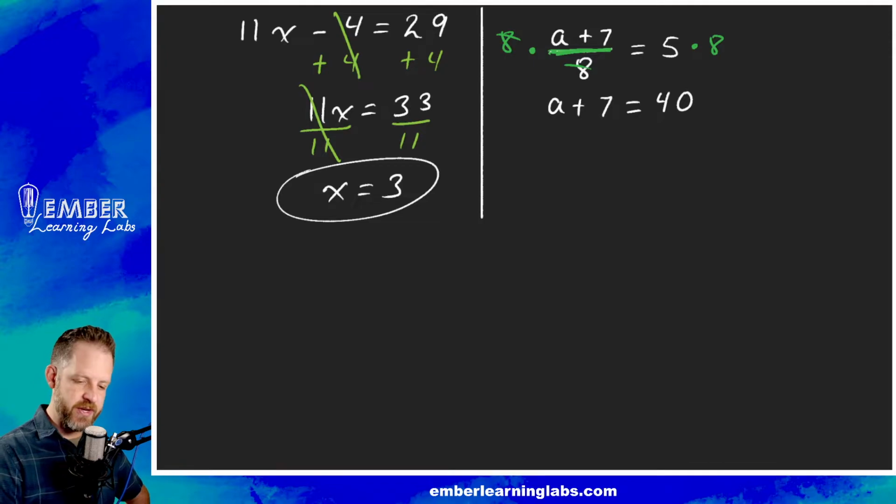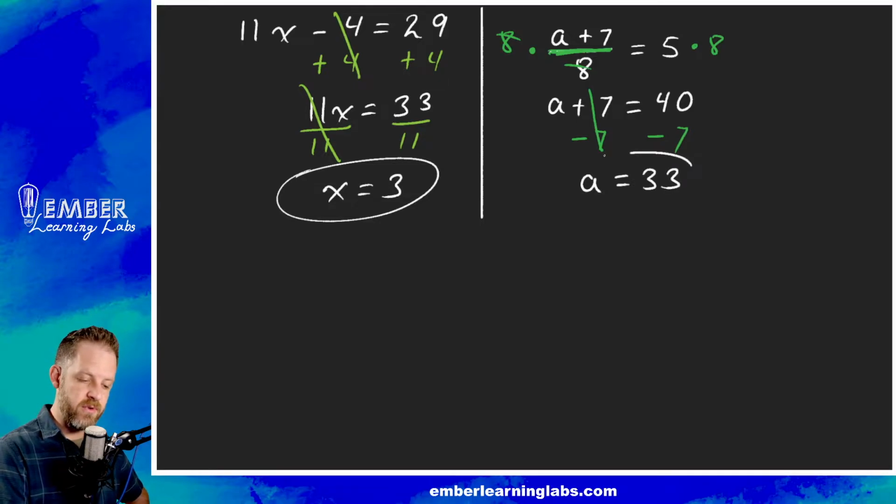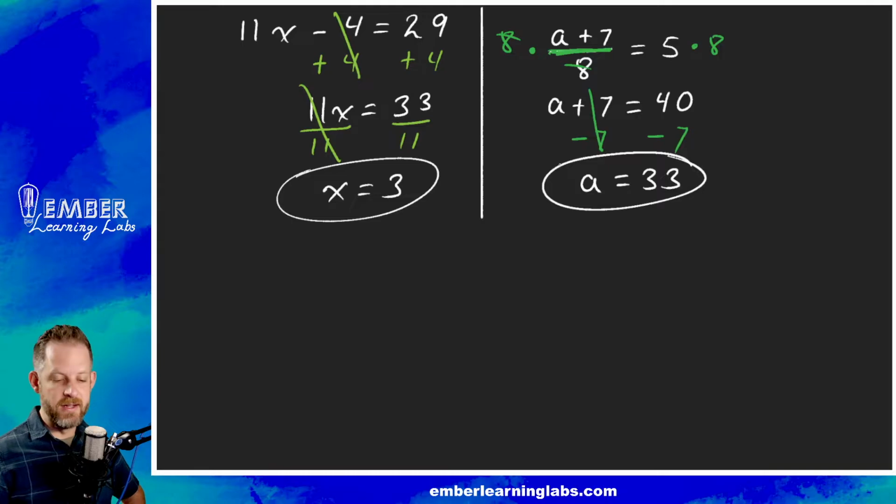Easy peasy lemon squeezy. How do we get rid of this 7? Well, it's added, so we're going to subtract to get rid of it. So minus 7, those two cancel out, leaving us with just a equals, what's 40 minus 7? Well, it's 33. All right, let's take a look at a couple of word problems.